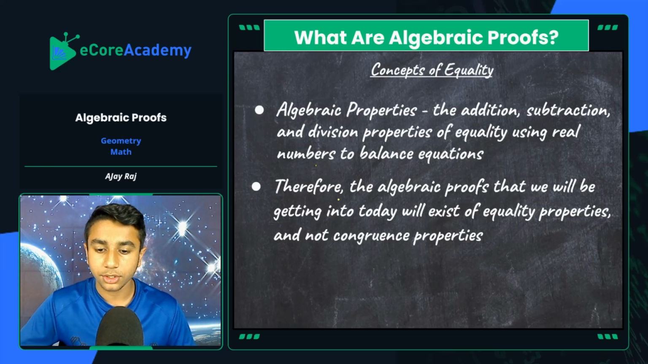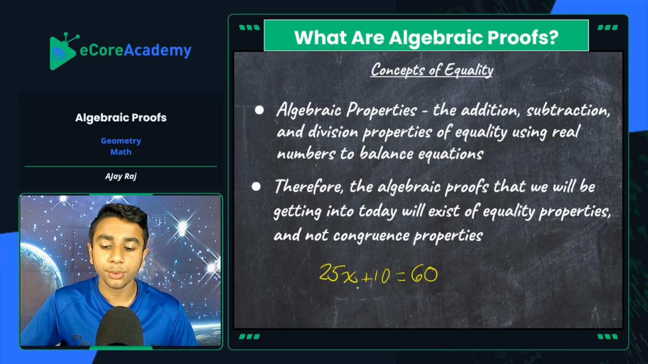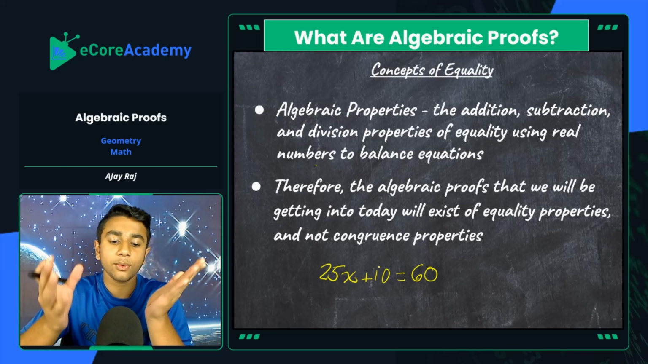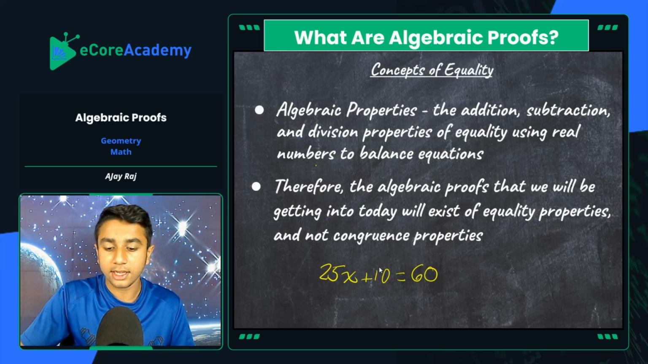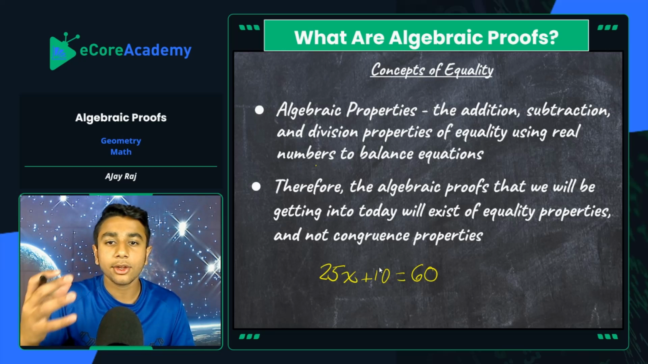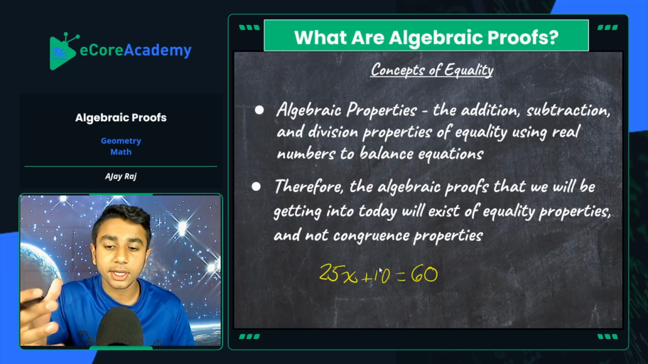I'll just show you an example here real quick. Say for example we have 25x + 10 = 60. The whole goal of this equation is to balance the equation, meaning you're going to maintain equality to find the actual value of your variable, x in this case. You're going to try to maintain equality all throughout the equation. So the properties based off of algebra are going to be equality properties.